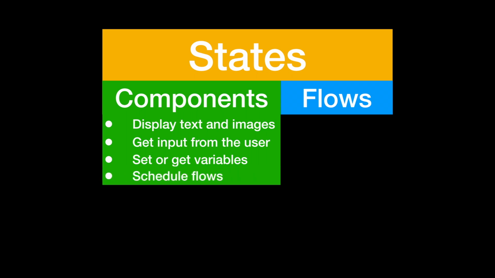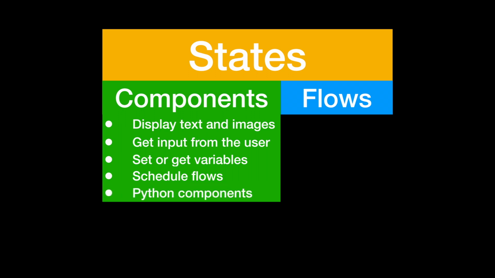You can even schedule a flow to occur at a later point in time. There are many more actions your bot can perform using the built-in set of components. And if those aren't enough, you can even develop your own custom components using Python. You can also use states to launch other flows. In this way, you can have flows nested in flows. Your first bot won't be that complicated, but it's nice to know what's possible.